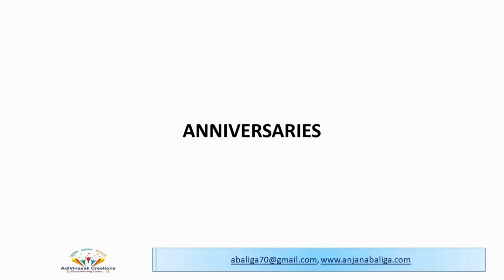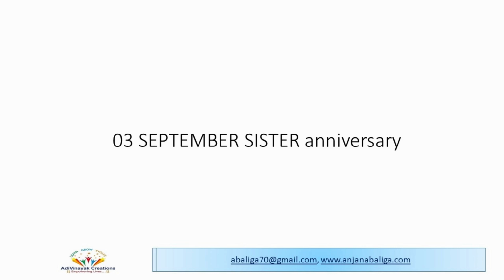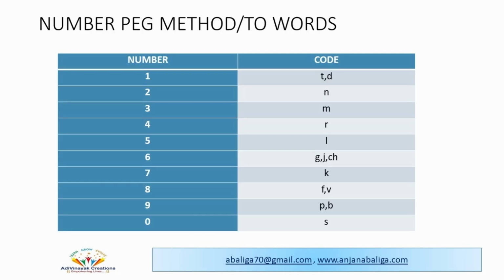Let's learn the technique. Anniversaries are very easy to remember if you consider only two things. Let's take one example: my sister's anniversary falls on 3rd September. How do we remember the date and the month? Every date has two numbers, and it can be related with the peg method. And for every month we can create a vivid picture, as there is one particular event in every month.